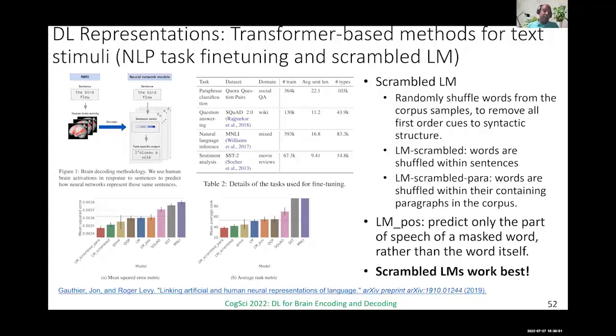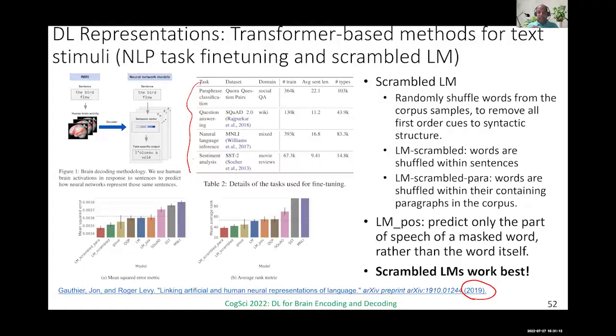So this is another work from 2019, where the authors took the original transformers, the BERT model, but not really the original BERT model as it is. They fine-tuned it for various NLP tasks: paraphrase classification, question answering, various kinds of tasks. You fine-tune it for those tasks.